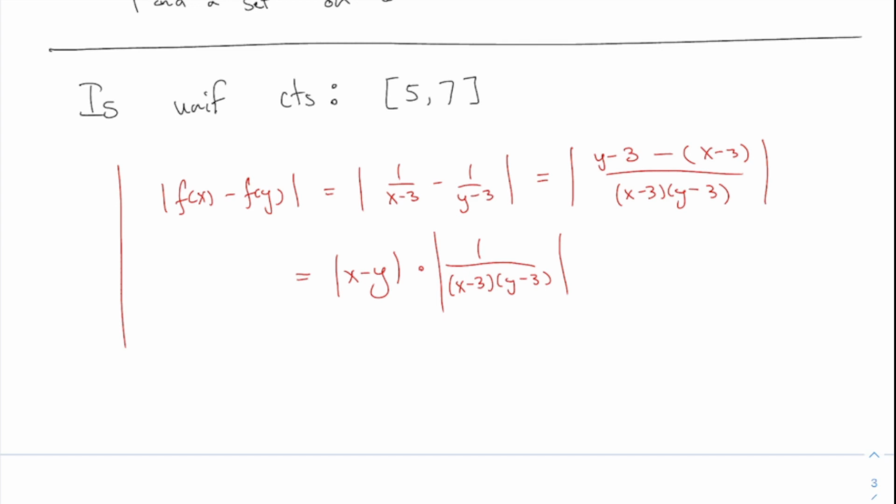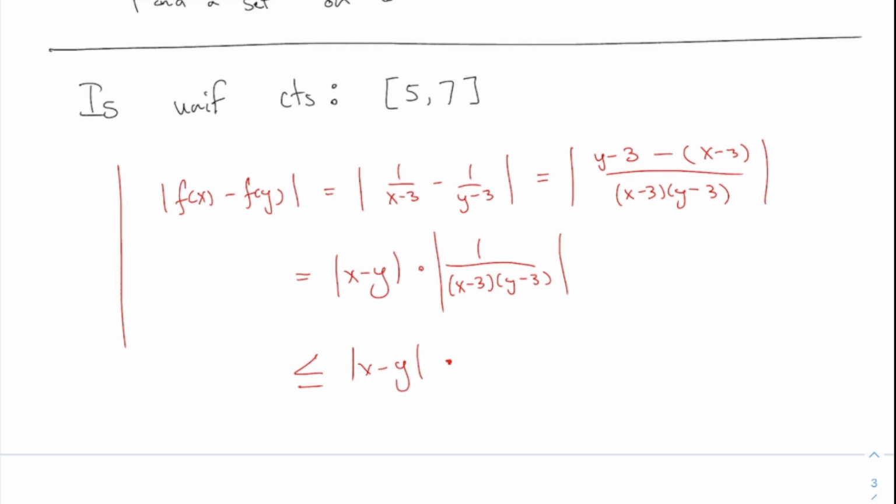So regardless of which domain you chose, you should have done these same steps. Now it matters which domain you picked, but what can we do with this? When I look at this, I like x minus y. I'm going to leave that like it is. This part I'm going to replace with an upper bound. And you just have to decide.